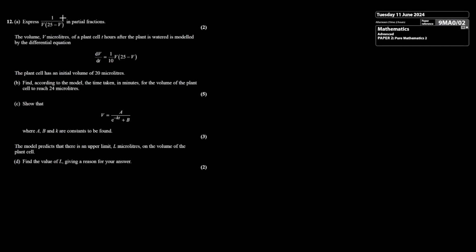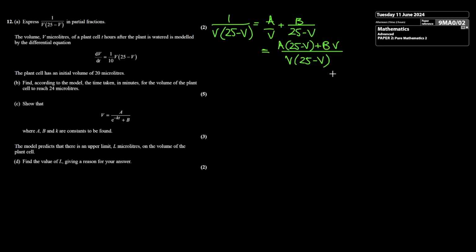So this question asks us to express this in partial fractions, and the likelihood is that the answer we get from part A is going to be very useful when we start to work through the rest of the question. Now this is going to split into A over V plus B over 25 minus V. If we put the right hand side on a common denominator, I will get this, which means they're sitting on the same denominators, so I can equate the numerators.